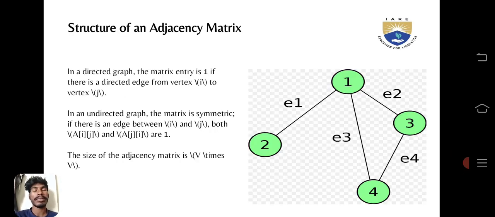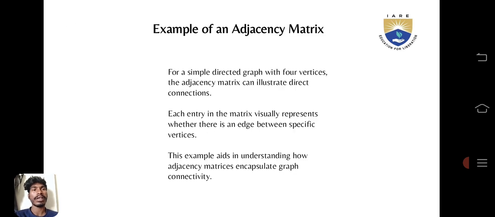Structure of an adjacency matrix. In a directed graph, the matrix entry is 1 if there is a directed edge from vertex i to vertex j. In an undirected graph, the matrix is symmetric: if there is an edge between i and j, both entries are 1. The size of an adjacency matrix is V by V.